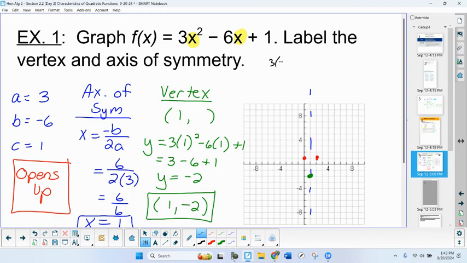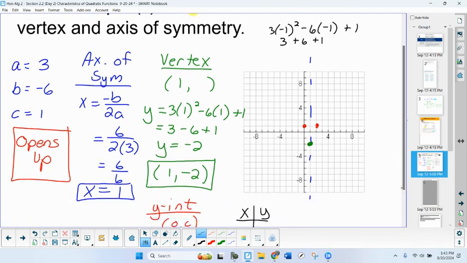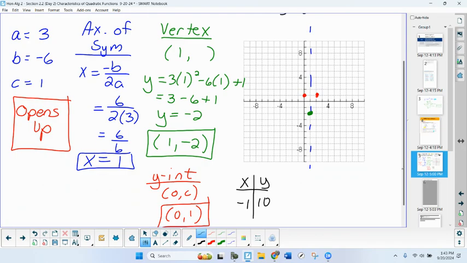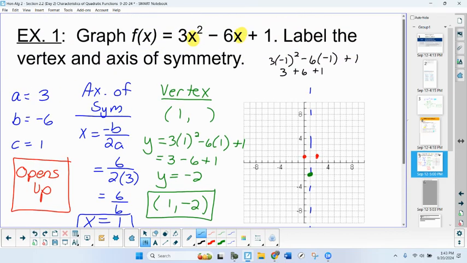Okay. 3 times -1 squared minus 6 times -1 plus 1. What's -1 times -1? Times 3. What's -6 times -1? What's 3 plus 6 plus 1? 10. So I have the point -1, 10. So I'm going to come over here and say -1, 10. The board's making me mad today. -1, 10, and then I'm going to reflect it. And now I can graph my parabola.